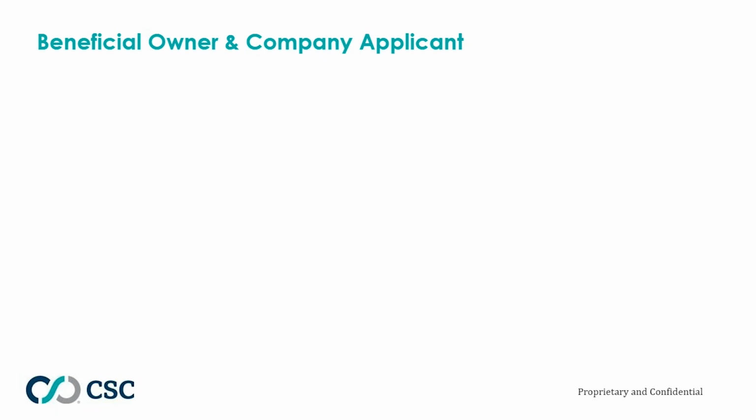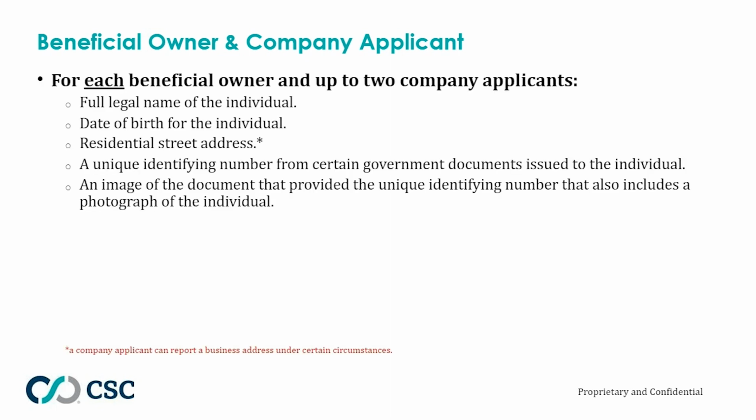In addition to reporting information about itself, a reporting company also has to report personal information about each beneficial owner and company applicant. A beneficial owner and company applicant will in all cases be an individual. This information includes, for each of these individuals, the full legal name, date of birth, and residential street address, unless the person is a company applicant who is engaged in the business of filing company formation or registration documents, in which case they can provide the business address.